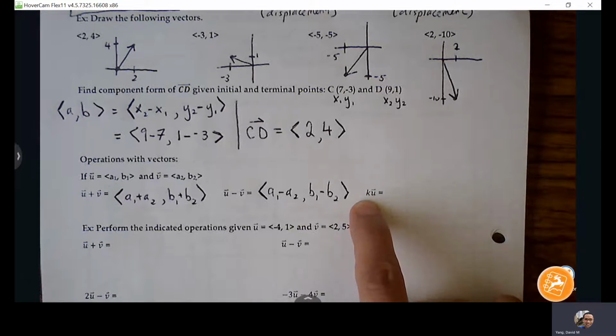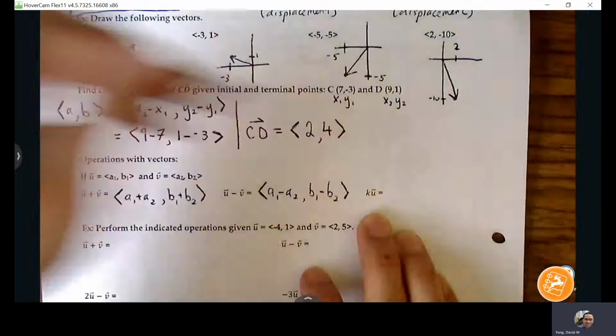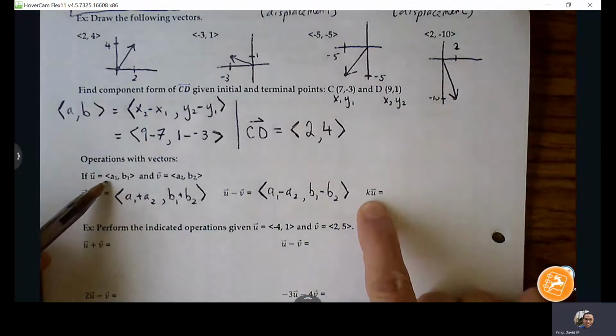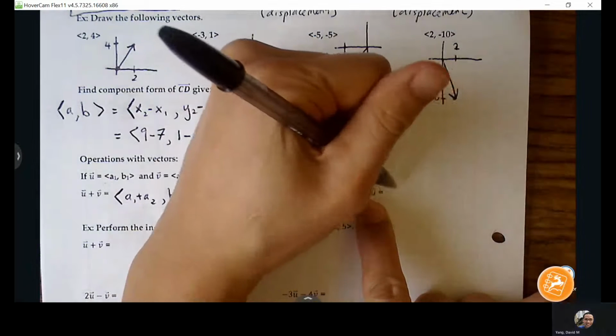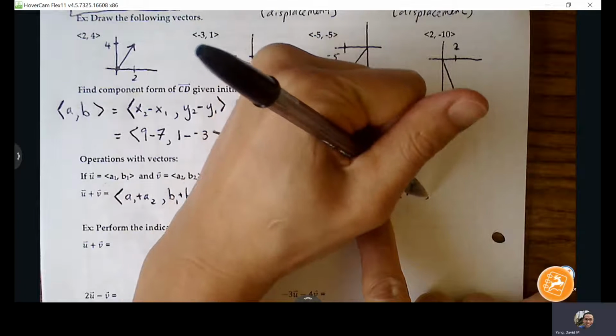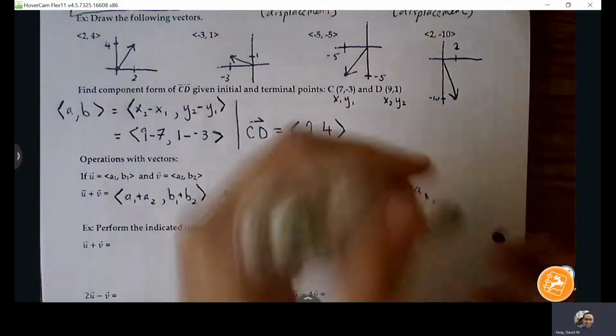k is just a scalar, so a coefficient. If I have a constant in front of a vector, I'm just going to distribute that constant through the vector. So if I distribute that k through vector u, it'll just be k a sub 1, and then k b sub 2.